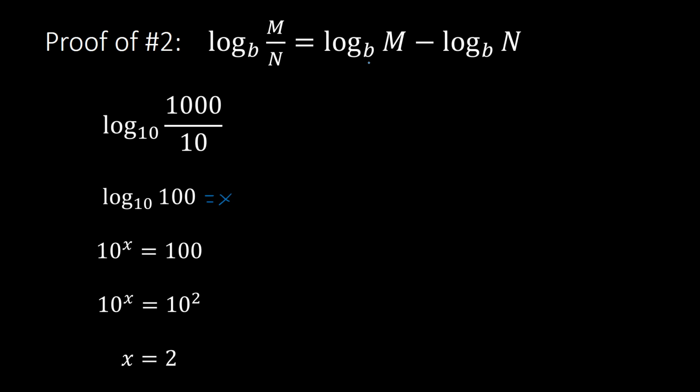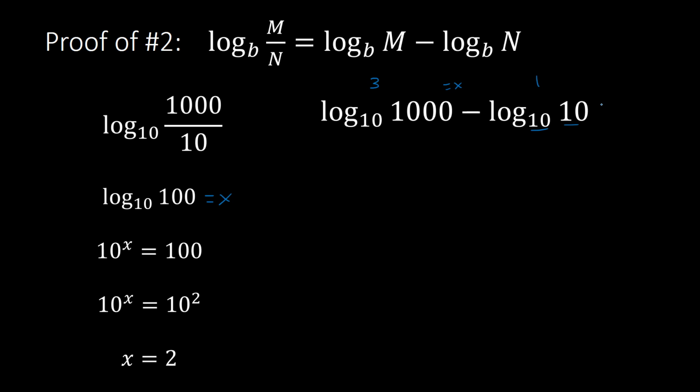Now the second law says I can also separate it, where I have log base 10 of the top number, so of 1000, minus log base 10 of the bottom number, so of 10. And here, if we take log base 10 of 1000, that is equal to something. So 10 to some power gives me 1000. Well, that's going to be 3. 10 to the third power gives me 1000. And then log base 10 of 10, these two numbers are the same, and that's always going to equal 1.